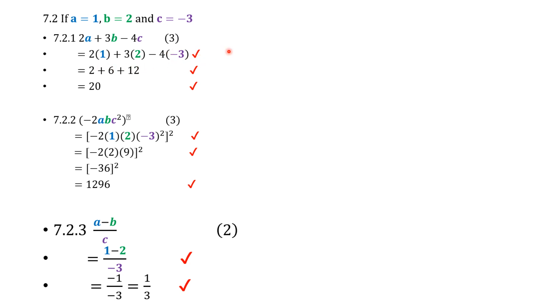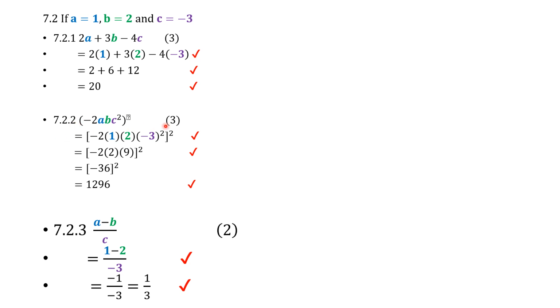1 mark for correct substitution. 2 times 1 is 2. 3 times 2 is 6. And then negative times negative, I assume you know, is positive. Whenever we multiply signs that are the same, it will always be positive. So negative times negative is positive, 4 times 3 gives me 12. 12 plus 6 gives me 18. 18 plus 2 gives me 20. So 1 mark there for correct multiplication of my negatives, and 1 mark for my final answer, 3 marks.